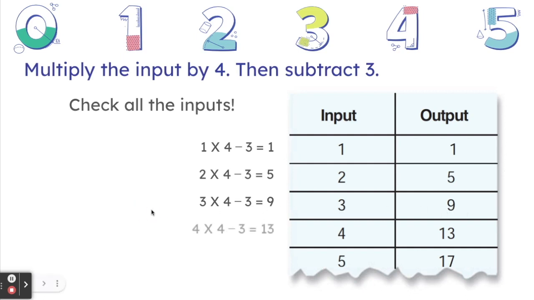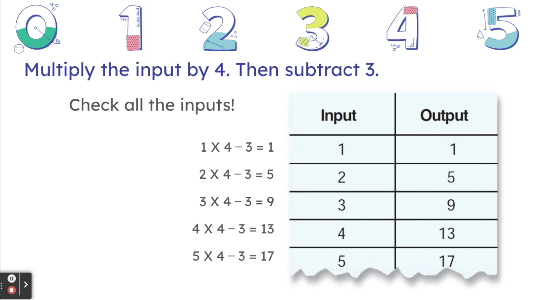So it looks like we're on the right track, but we're going to check all the inputs just to be sure. Next up, 4 times 4, that makes 16. Subtract 3 from 16, and we get 13. That matches our output. One last input to check here. 5 times 4 makes 20. 20 subtract 3 equals 17. So all of our inputs match.